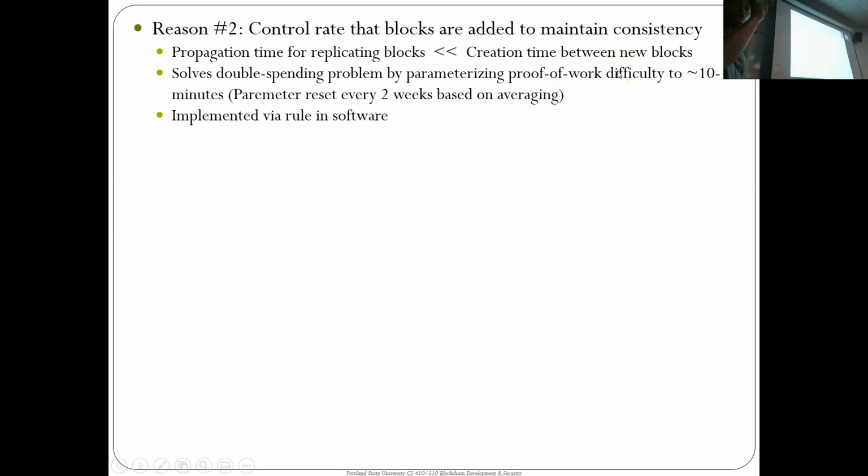So the number of zeros in the hash at the beginning is changed every 2 weeks. And what they do is they look at the amount of time between blocks and take an average. If the average time between blocks is below 10 minutes, then it adds more zeros. If it's above 10 minutes, then it will decrease the number of zeros for the puzzle to be solved. And that allows you to dynamically tune the difficulty to address advances in hardware effectively.